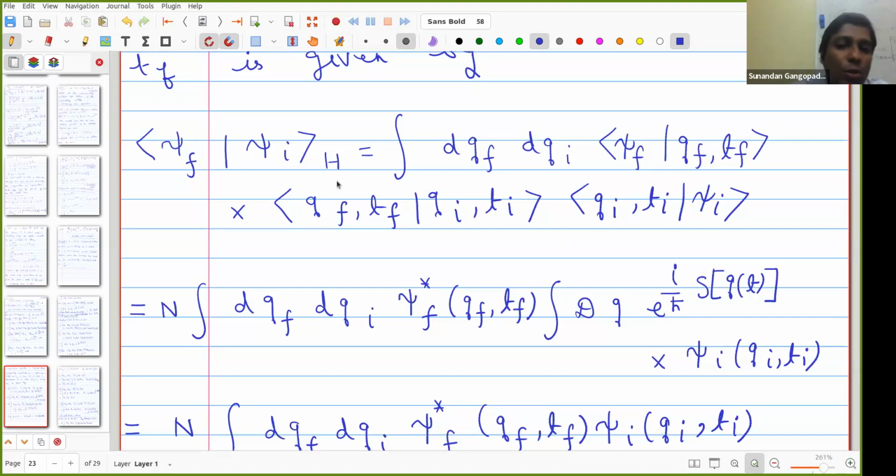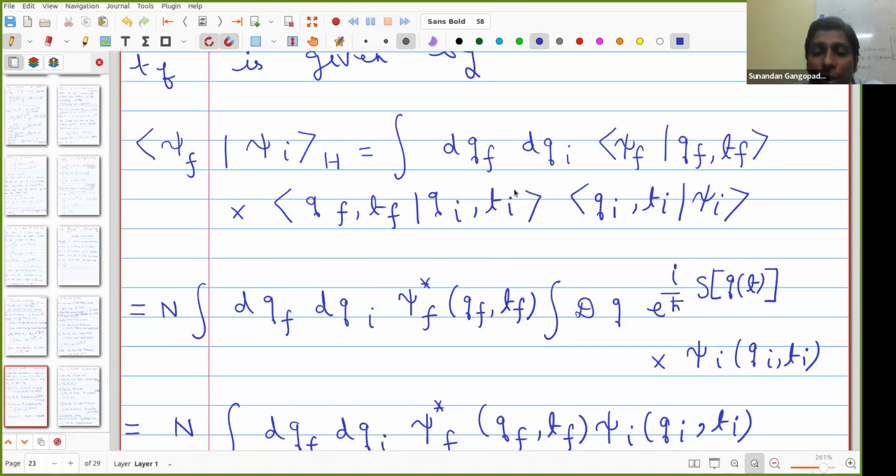I think my time is over, but I would just like to take one more minute and finish today's lecture. You can see that this overlap is the familiar overlap that I've been showing you over and over again. This can be written in the path integral representation. I have derived the path integral representation for this overlap.